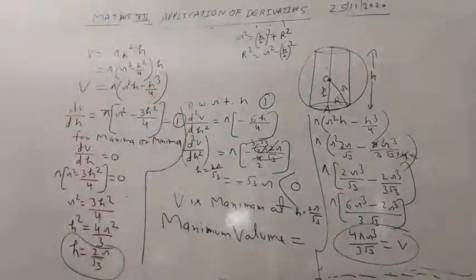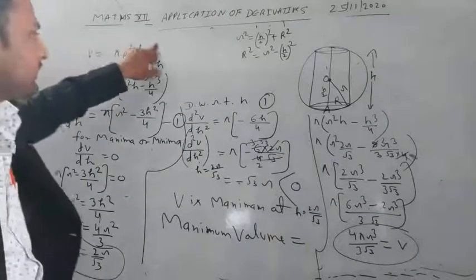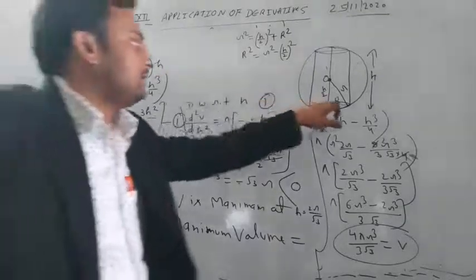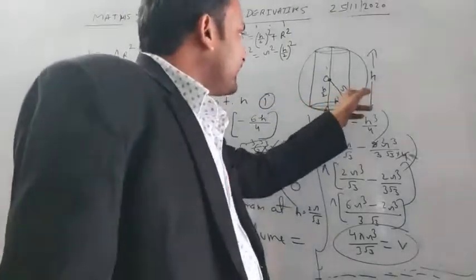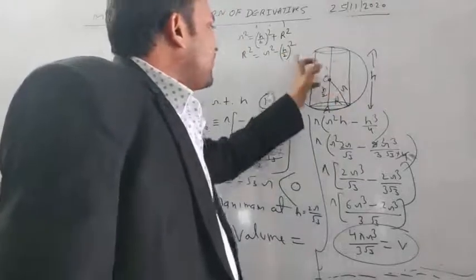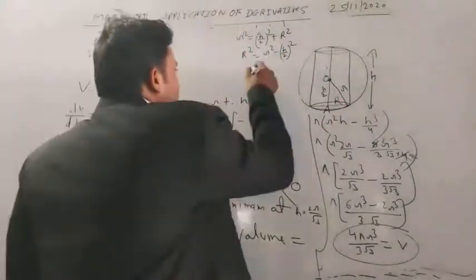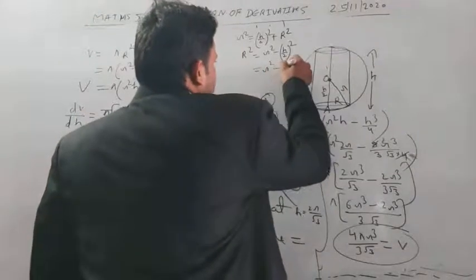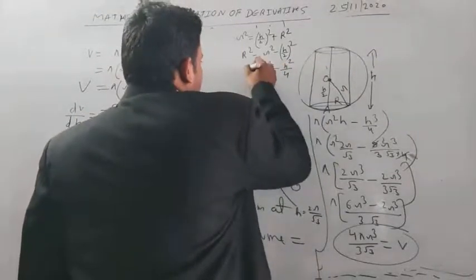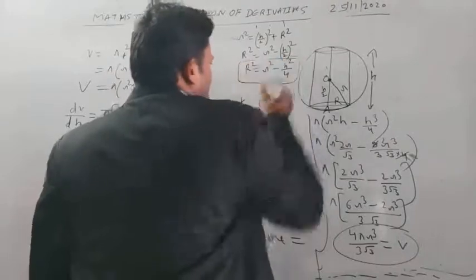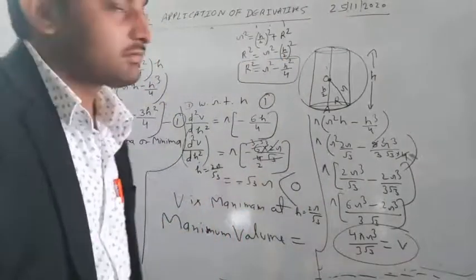Now the volume of the cylinder will be pi R square H, and R square from here will be small r square minus H by 2 whole square. So it will be r square minus H square by 4. So R square is r square minus H square by 4 from here.